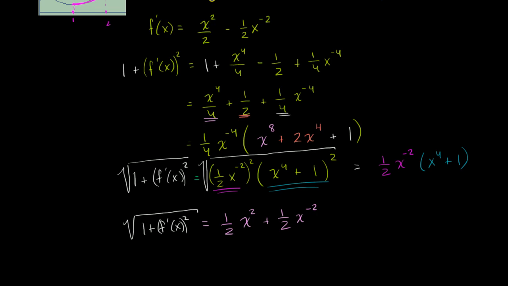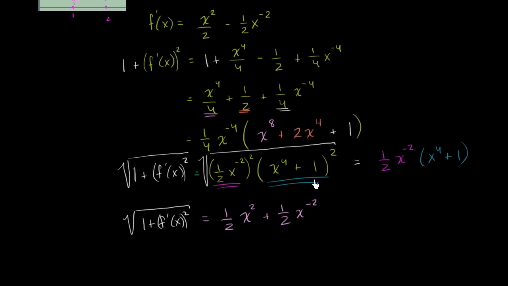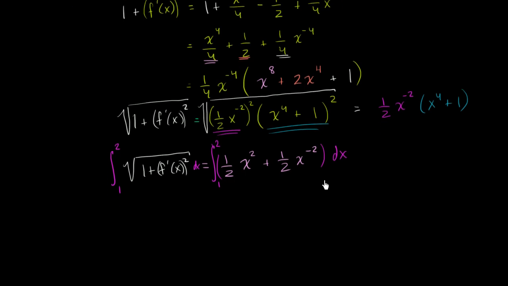But now let's take the definite integral. So let me give myself some space to write my dx. We're going to take the definite integral, in this case, from x equals 1 to x equals 2 of this dx. And so this is fairly straightforward.